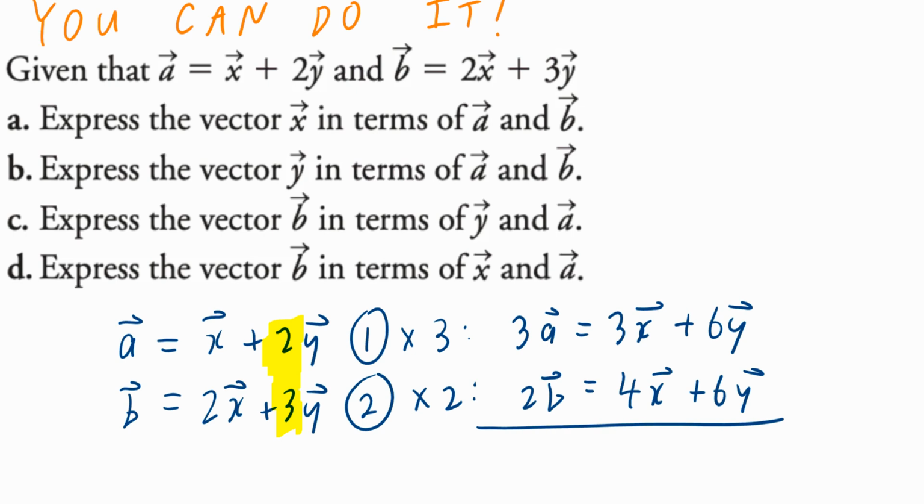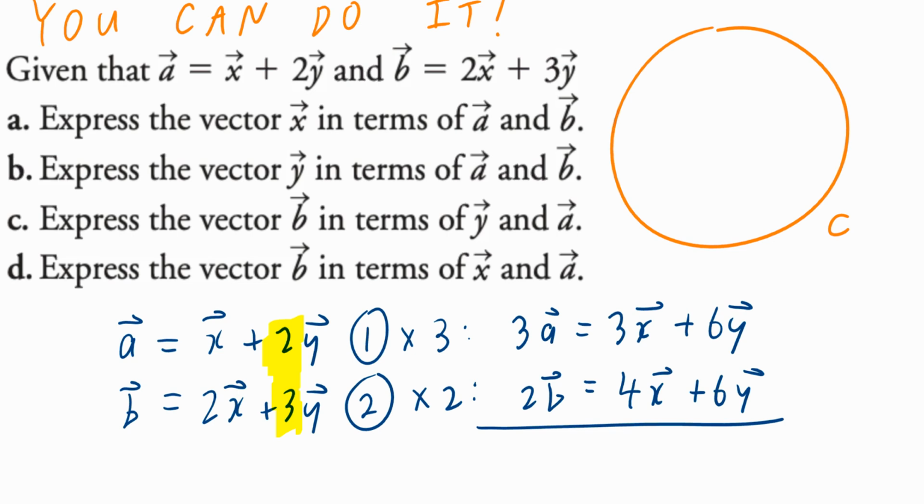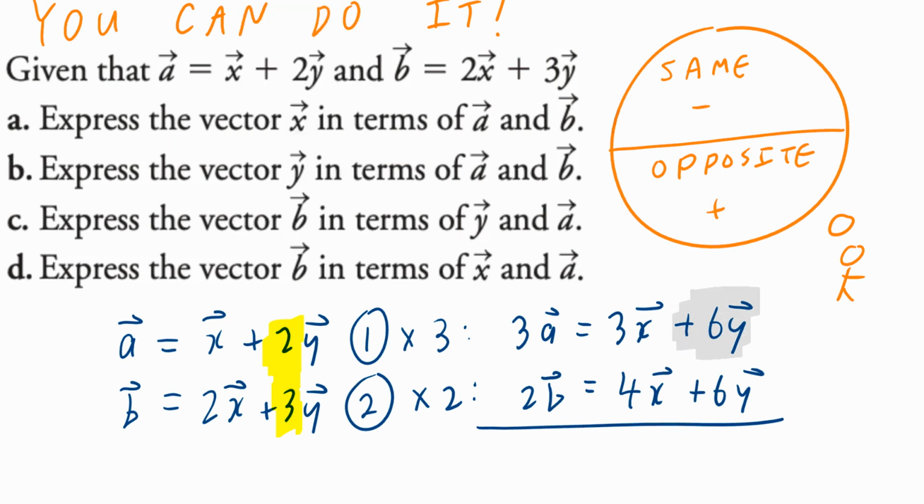Now, remember, there are two skills that you've learned back in grade 10. If they are the same, you are going to subtract. And if they're opposites, this means you have to add. So what I mean is, if you look at these two terms, positive 6y and positive 6y, these are the same. And because they're the same, you are going to subtract. So again, I'm going to subtract them.